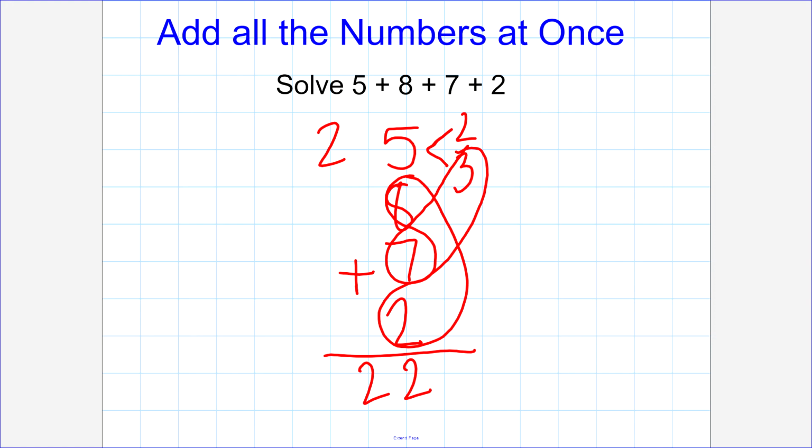For some kids, adding all the numbers at once is easy. For some kids, it's a lot to keep track of, and even for me, when I look at this paper, I get a little bit confused because there's so many lines and numbers going on. For some kids, it's better to add 2 numbers at a time.